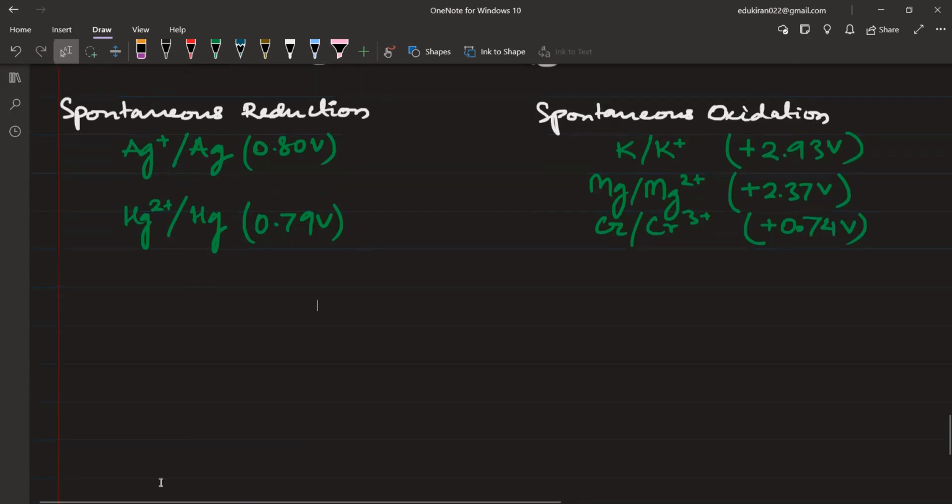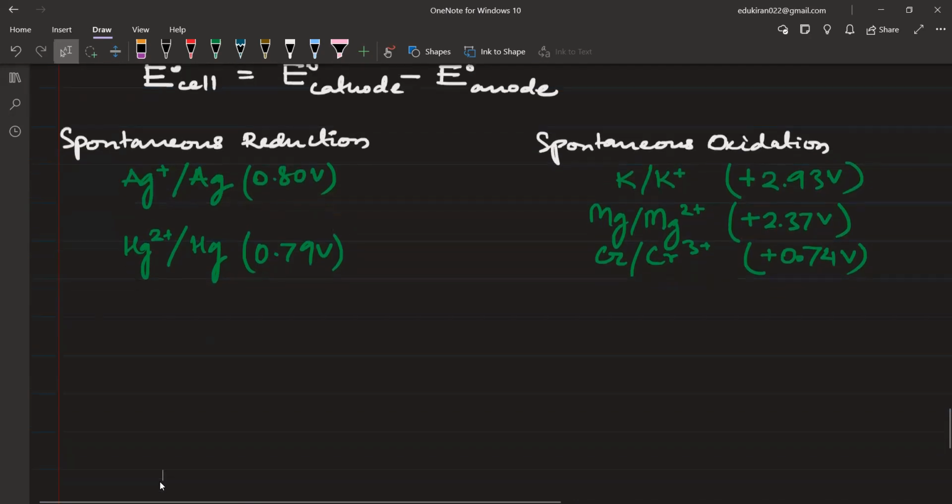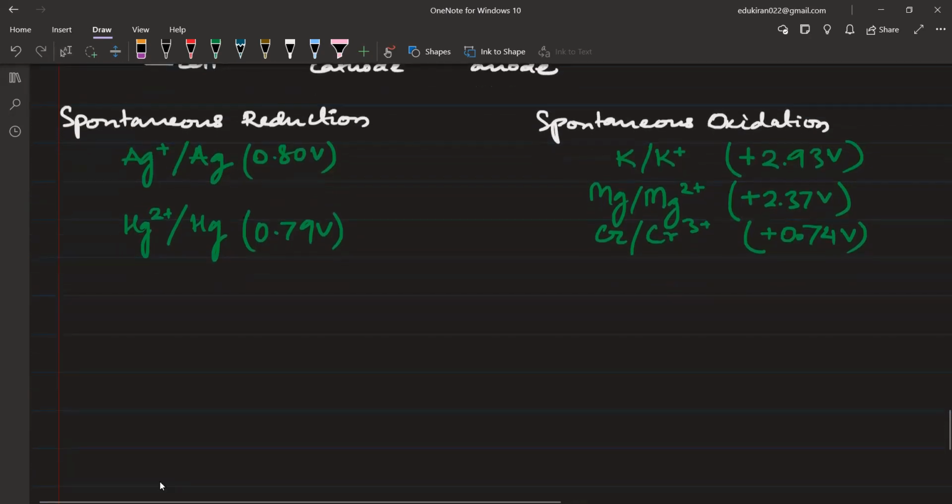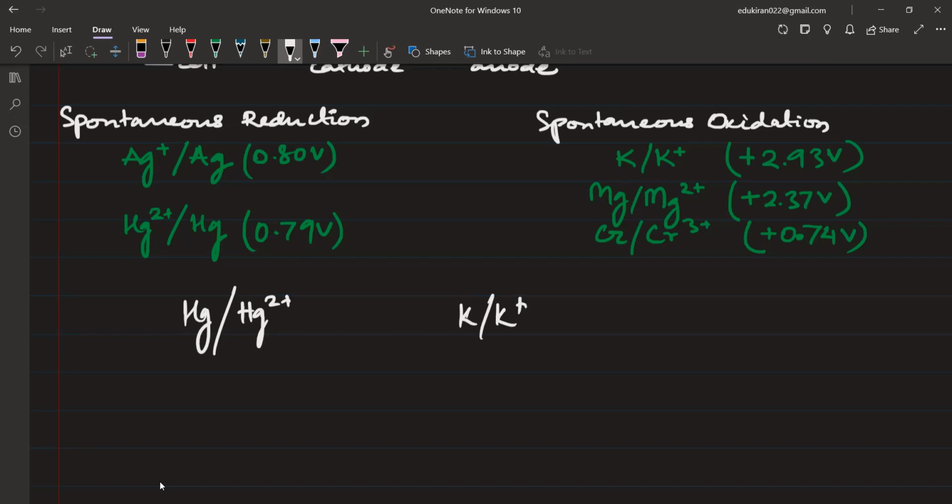Those are working cells, in which negative should not come. For example, I cannot have a cell in which I use, let us say, Hg2 plus in the anode and K plus in the cathode. So this is going to give me minus 0.79. Yes or no? Correct. Yes.